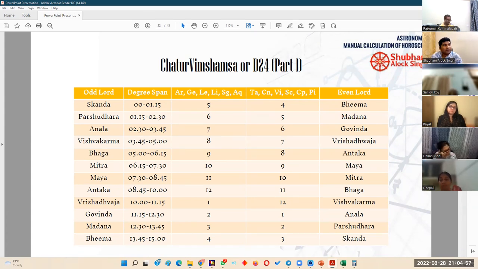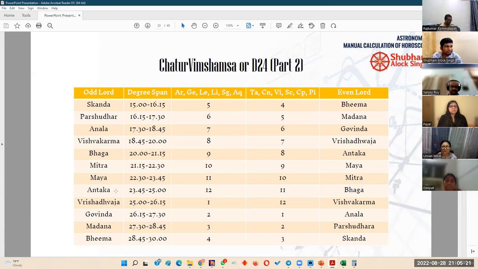However, coming to the list, the degree division is right here. In odd Rashi, the first D24 is ruled by Skand, second by Parshudhar, that is Parshurama, third by Anal, fourth by Vishwakarma, fifth by Bhaga, then Mitra, Maya, Antak, Vrishadhwaj. Vrishadhwaj basically means Nandi, the bull of Shiva. Next by Govinda, next by Madan, next by Bheem. And then this is repeated a second time also.